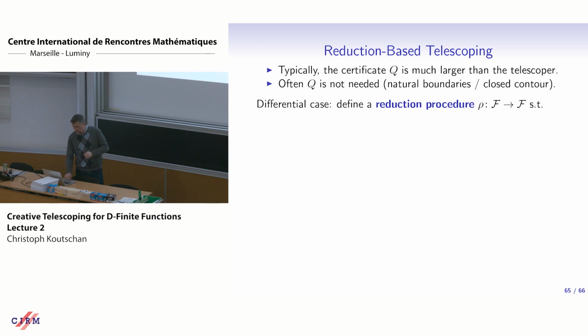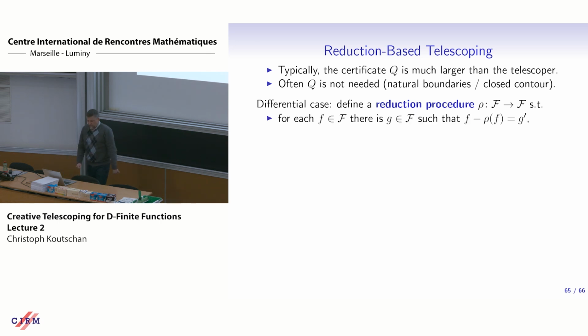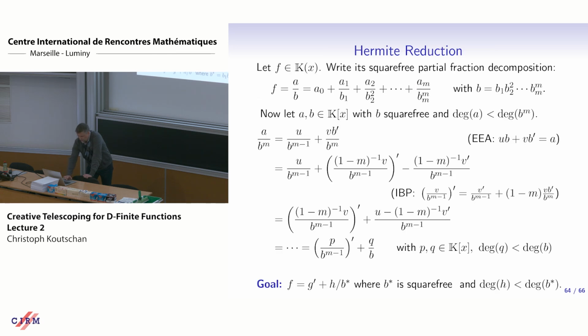So what you need is some kind of reduction procedure, let me call it rho. That is, you can think of this Hermite reduction. So you give a function from whatever function space you work in, and that reduces it with the following property. If you give a function f, then there is a function g in the same function space, so that the difference of f minus its reduction is g prime. So this is very much the same. So here we have f. This will be the rho of f, and the difference is g prime.